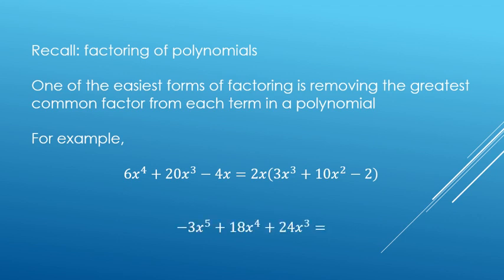Another sample here: negative 3x to the fifth plus 18 times x to the fourth plus 24x cubed. I look at every one of these terms here, 3, 18, and 24. There is a common factor of 3 amongst those three things. There's an x to the fifth, x to the fourth, and an x cubed. Every one of those terms contains at least an x cubed. So I can pull an x cubed out of there as well.